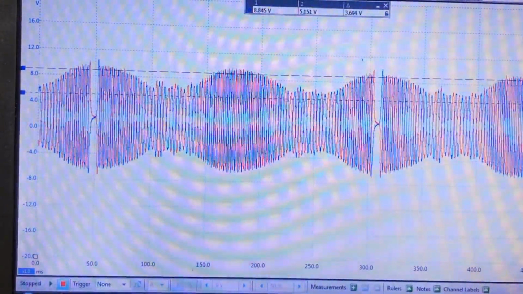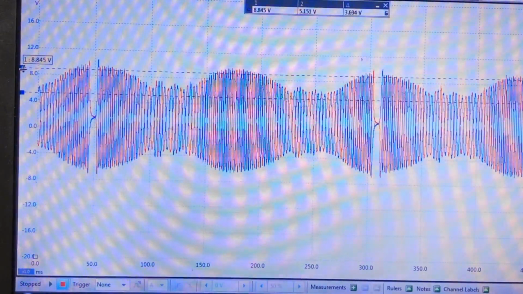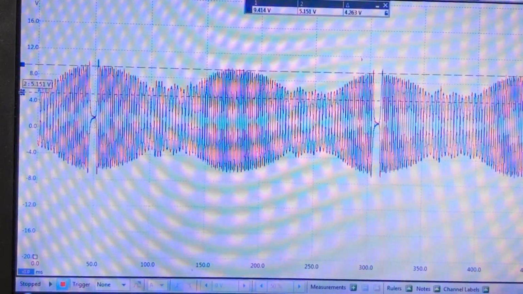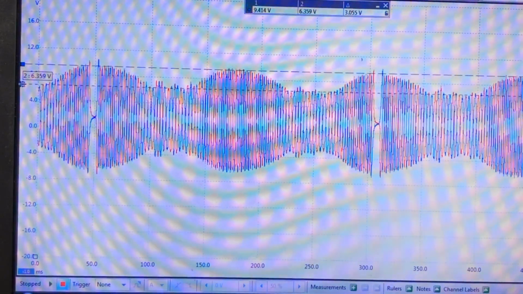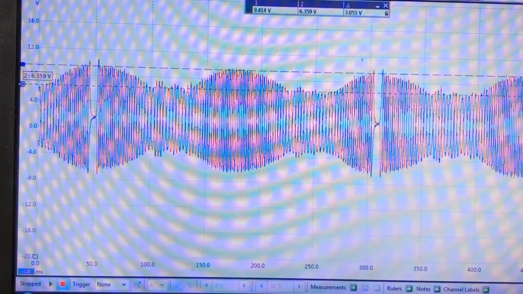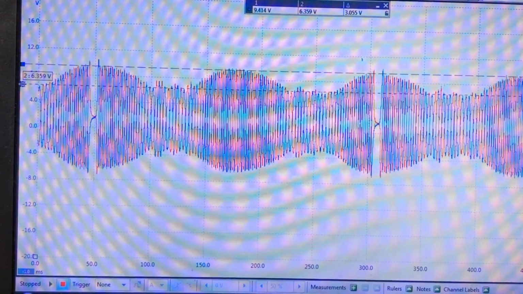Once again I'll crank the vehicle. And as we can see, the signal strength is equally as good, if not a bit better, than what we had with the sensor unplugged. 9.4 volts, 6.3 volts. So confirming that the wiring is good between the engine ECU and the sensor itself.